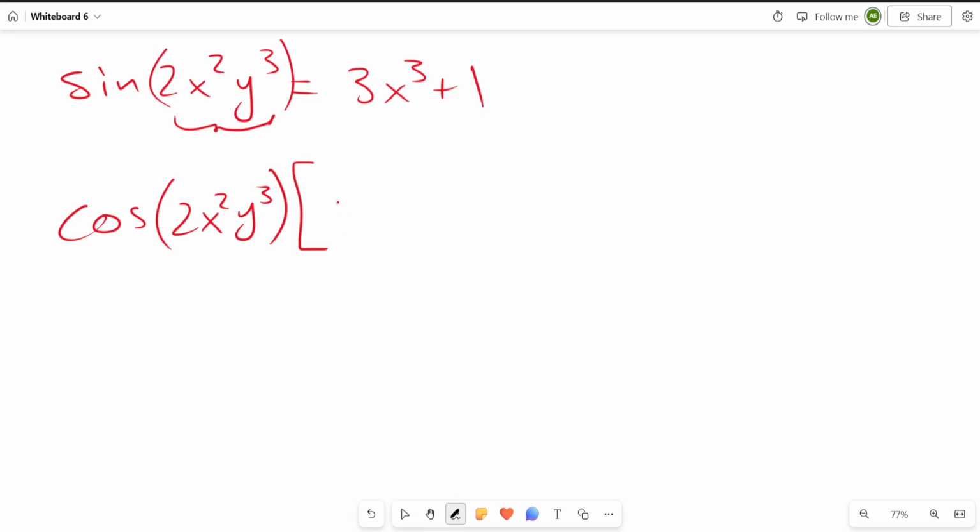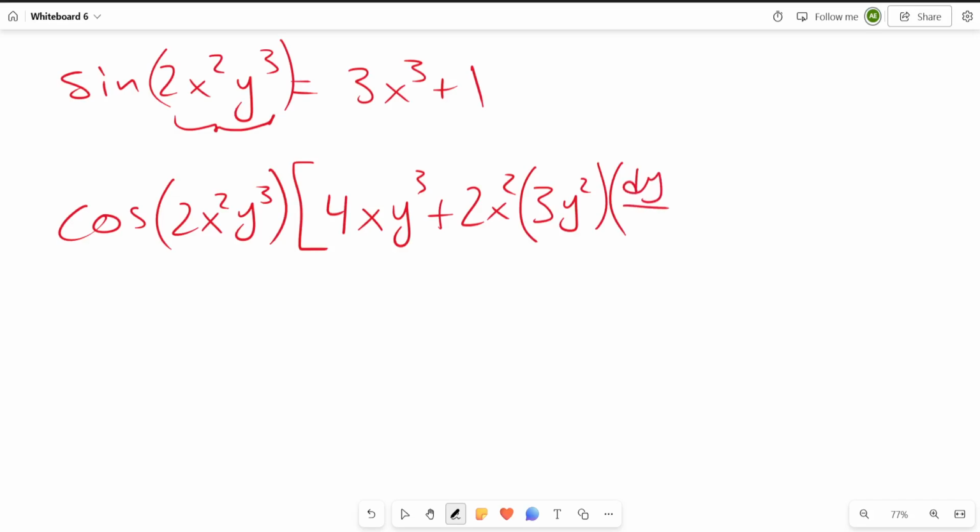So I'm going to have differentiation of the first, so 4x, then the second normally, then adding to that the first normal, which is 2x squared, and times the differentiation of the second, which is going to be 3y squared, and I cannot forget to multiply dy by dx because I'm differentiating y with respect to x. This is going to equal differentiation of 3x cubed, which is 9x squared, and differentiation of 1 is basically 0. What I can do from here is I can multiply this cosine 2x squared y cubed inside.